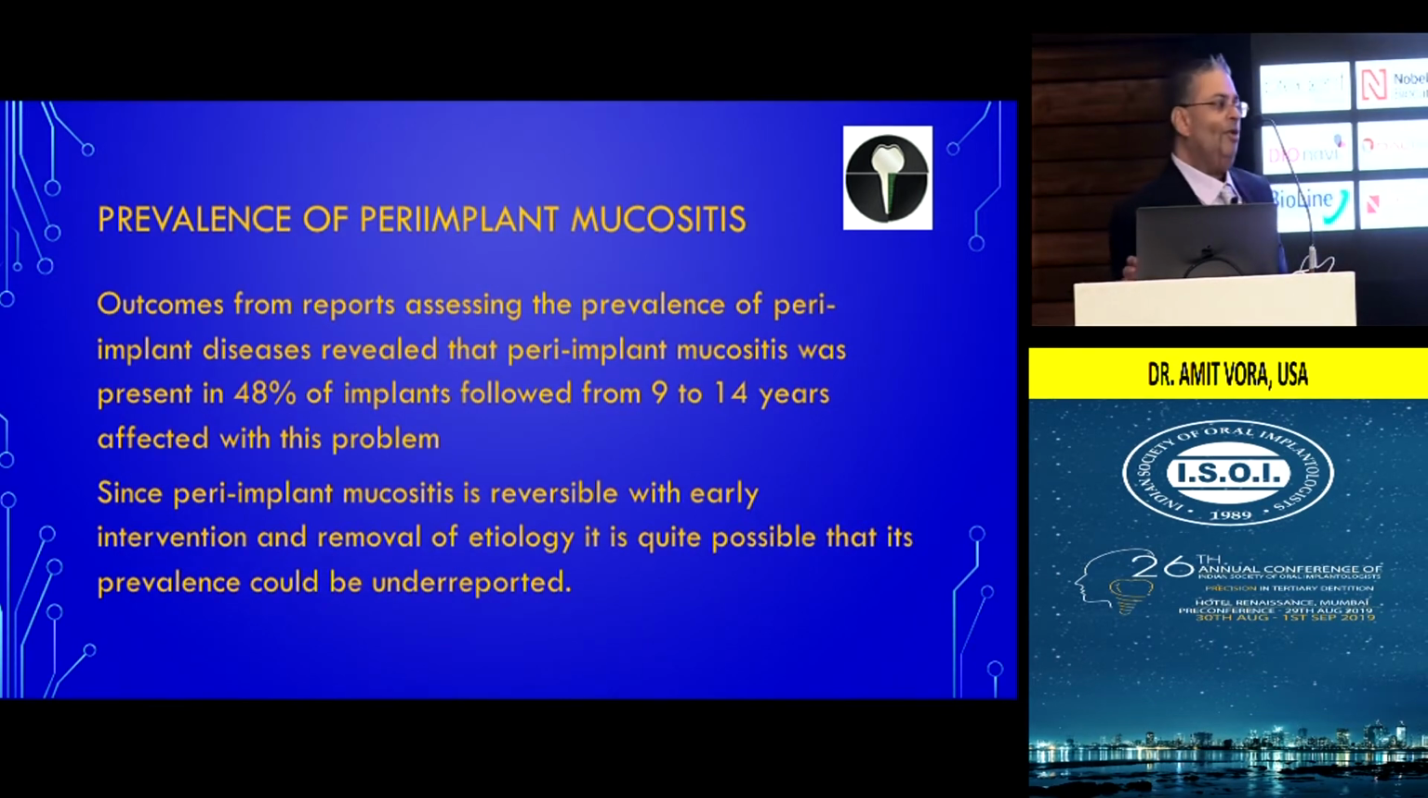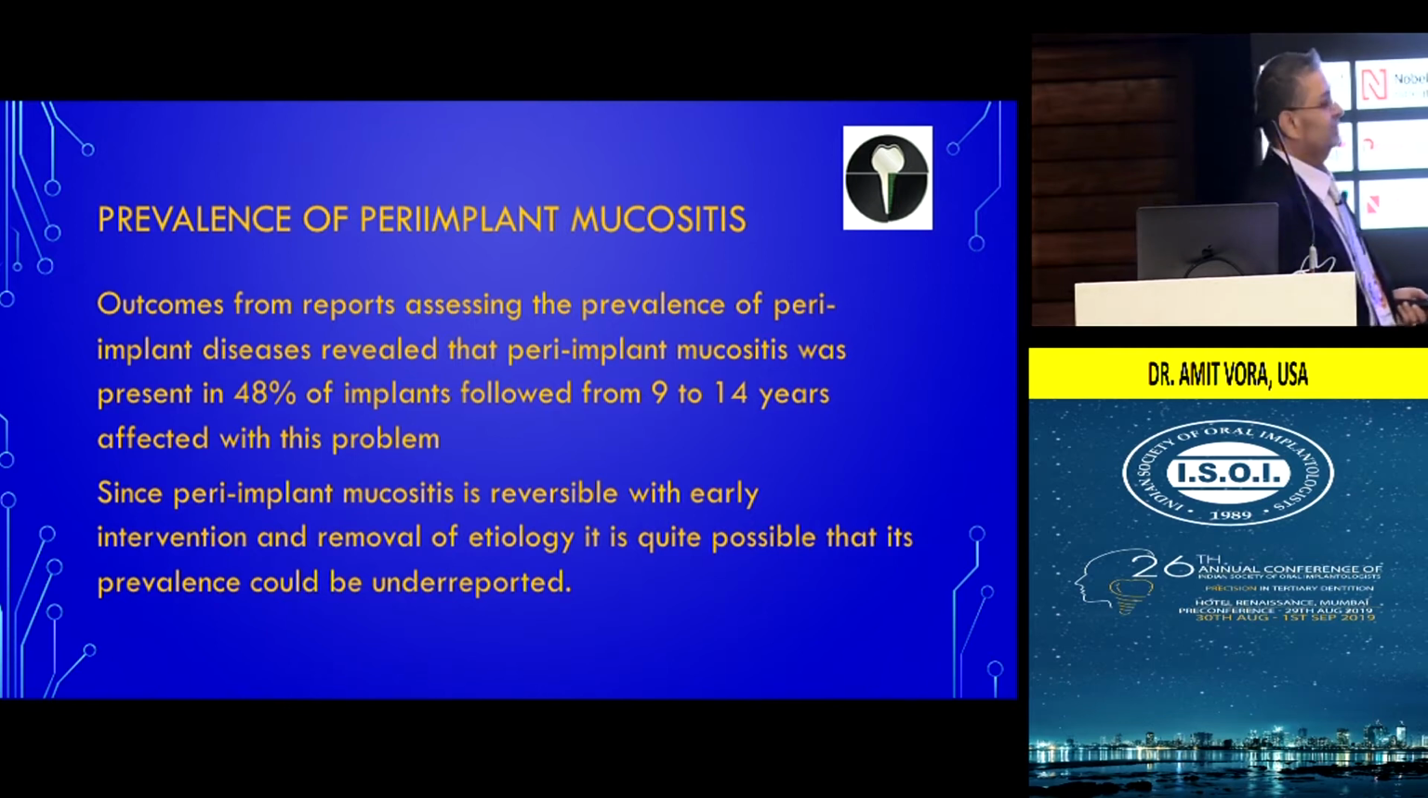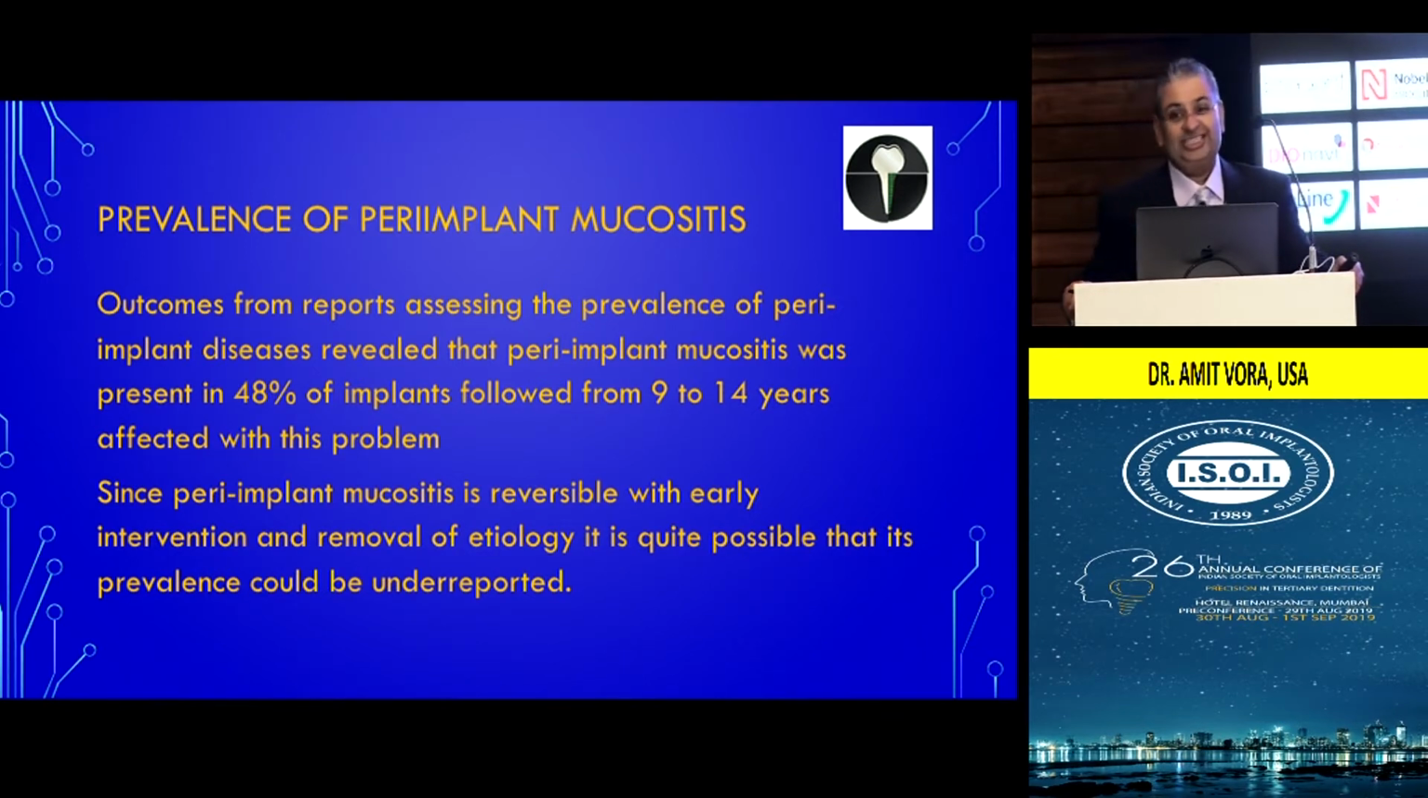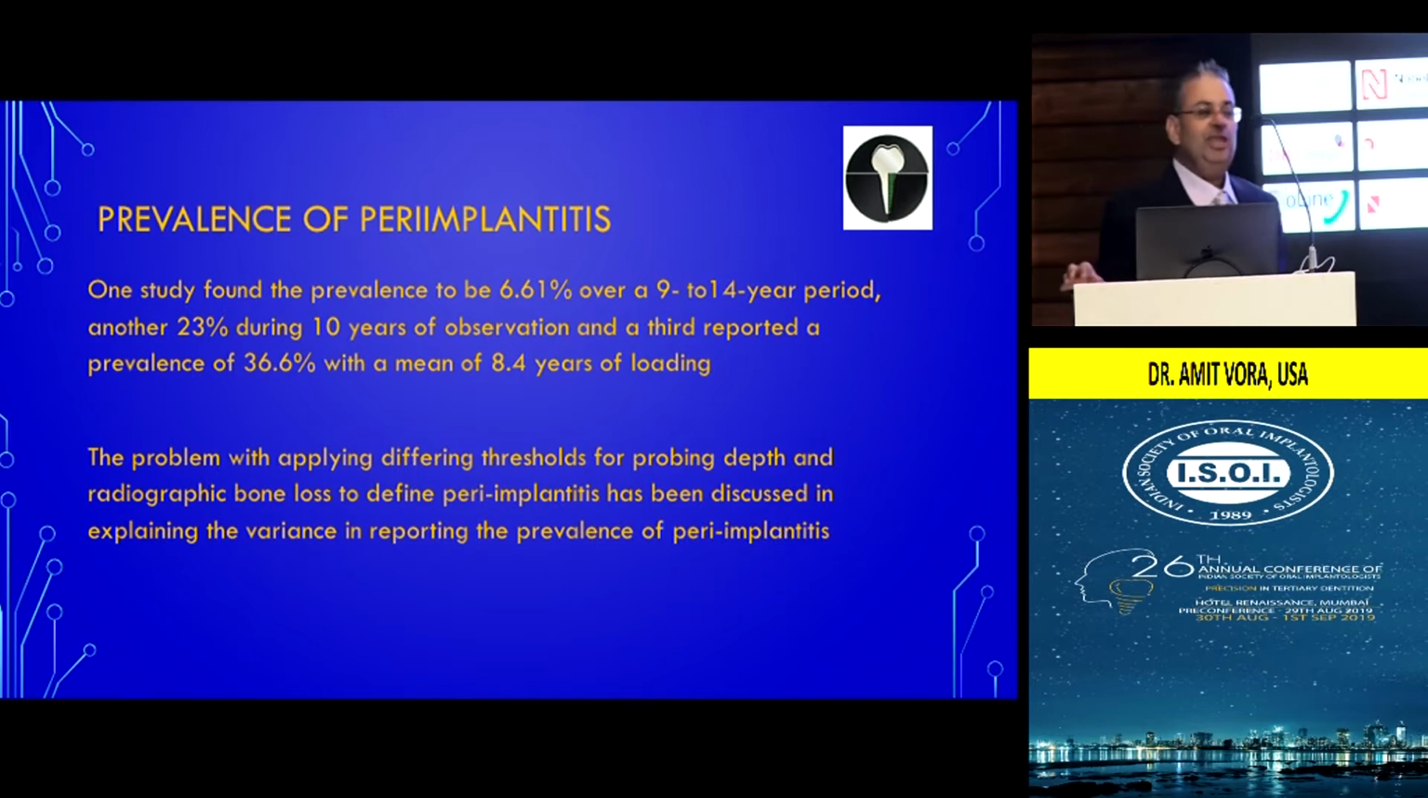So what about the prevalence? How prevalent is this disease? Most outcomes from reports, which are basically meta-analyses, have said that the prevalence of peri-implant disease is almost up to 48% of implants followed for 9 to 14 years. However, they also state that because peri-implant mucositis is reversible with early intervention and removal of the etiology, it is possible that this prevalence is underreported. As far as peri-implantitis, the numbers are all over the place.